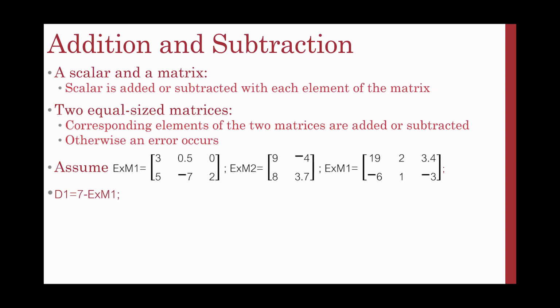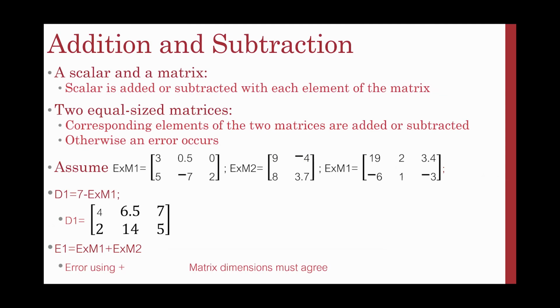So D1 is equal to 7 minus example EXM1. It's going to subtract 7 from every element. It's going to say 7 minus every element in our variable EXM1. If we did E1 is equal to EXM1 plus EXM2, we're going to get an error because our matrix dimensions do not agree, because EXM1 is a 2 by 3 and EXM2 is a 2 by 2.